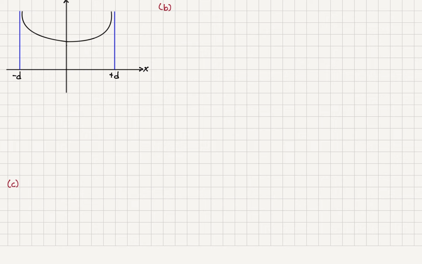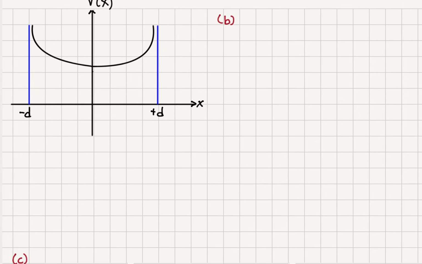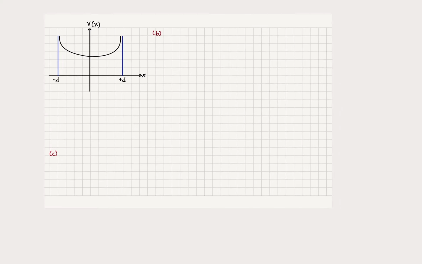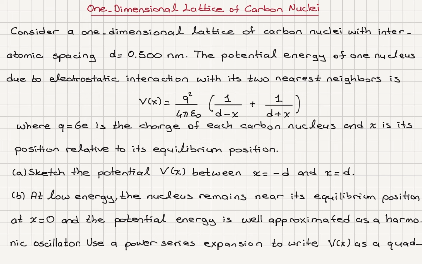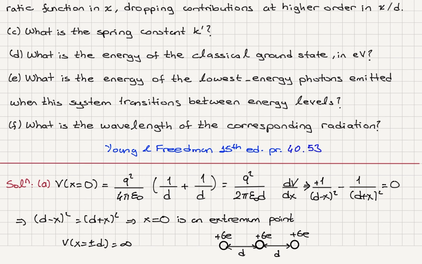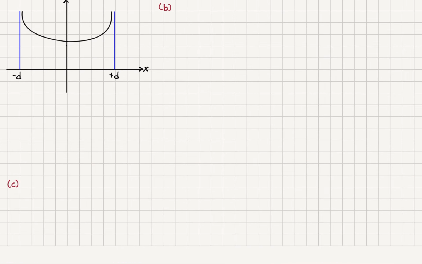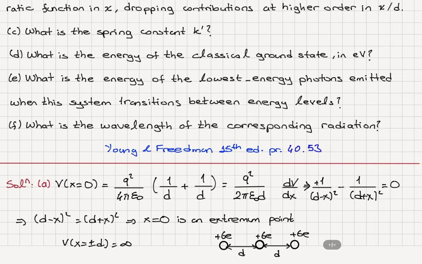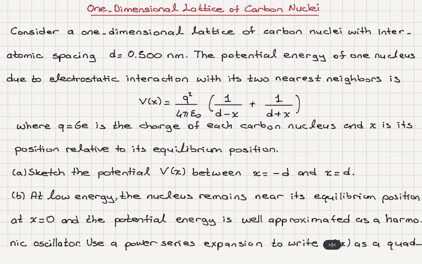So here is my potential V of x. There is an extremum at x equals 0, that's the minimum. So if I substitute x equals 0 here, this is what I find, that's the minimum potential energy. So that's equal to q squared over 2 pi epsilon 0 d, that's this value here. And it blows up at x equals minus d and x equals plus d. Therefore, this is the potential as a function of distance x, where x is the position relative to the equilibrium position of the atom in the middle.